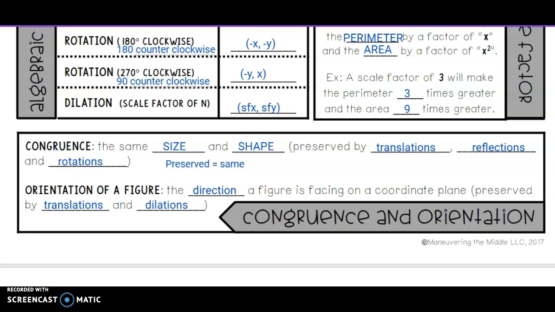Now let's talk about orientation of the figure. Orientation of the figure is the direction that the figure is facing. It's the way it looks at you. With translations and dilations, this is preserved. It stays the same. But with rotations and reflections, it changes. So write that on there somewhere.